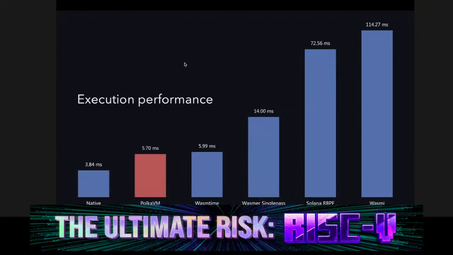So execution performance, this is how fast one of our benchmarks runs. And on the very left, we have native. Also, keep in mind, this is a logarithmic scale to make the graph readable. This is not linear. So on the very left, we have native. This is essentially the benchmark executed natively just on bare metal on the CPU, right? And we have 3.8 milliseconds, quite fast. And in the second place, we have PolkaVM, 5.7 milliseconds, so almost native performance.